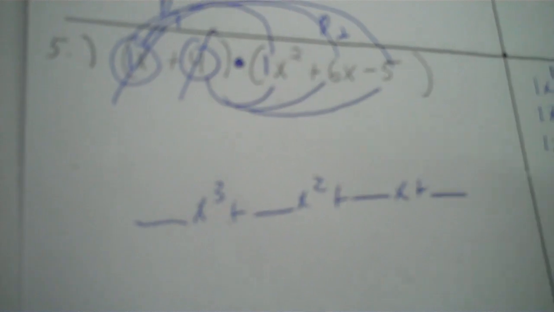4 times 1 is 4. X, no plus sign, and it has a power of 2, so you need to put 2. 4 times 6 is 24. X, no plus sign. If the x doesn't have a power, you can not put 1 or just put 1. Then 4 times negative 5 is negative 20. So when I slot this, it's x third, x second, x first, and then the constant negative 20. So x third's the high, x second, x, constant. So x to the third, we have the 1. Okay.